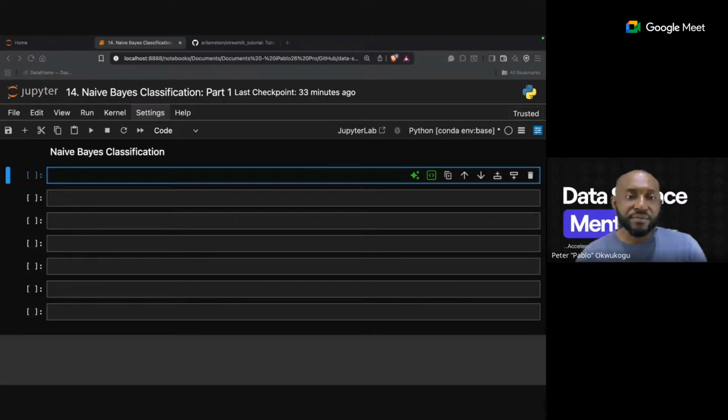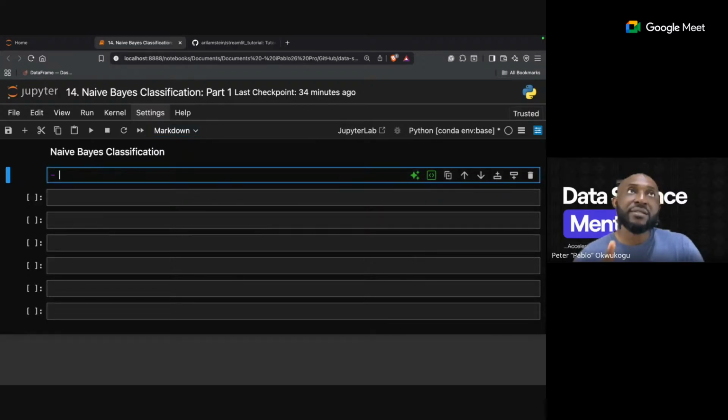So let's get started. It's actually the naive Bayes classification, not bias, and we're going to look at a few things. I will share bullet points as we look at this.